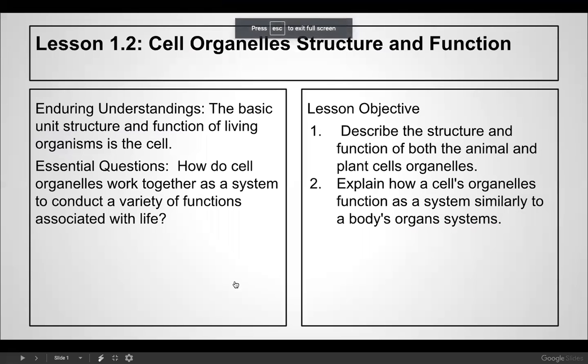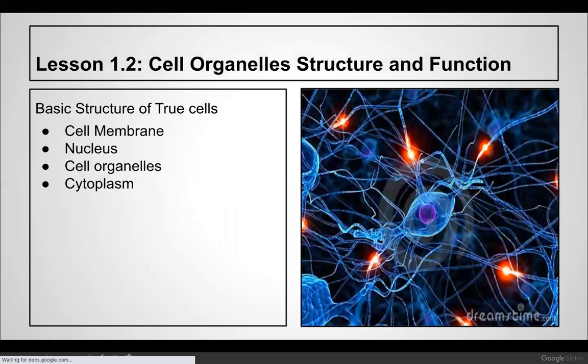As we look through this presentation, I'll read through it and go over some of the things. We talked about what we want to understand by the time we're done with this lesson. What's the basic unit of life? The cell. How do cell organelles work together as a system to conduct a variety of functions associated with life? The lesson objective: describe the structure and function of both the animal and plant cell organelles, and explain how a cell's organelles function as a system similar to a body system.